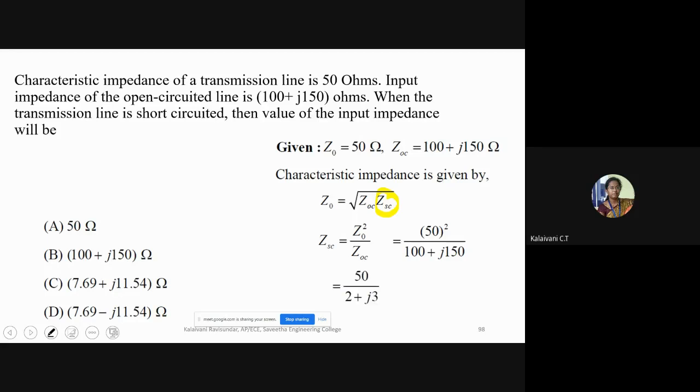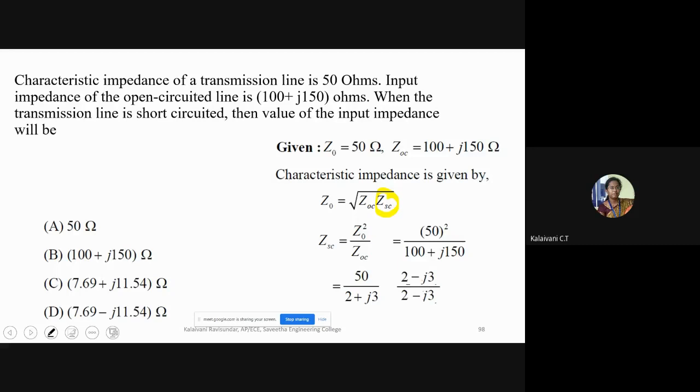So 50 plus 2 plus j3, since 50 cancel. So multiply the complex conjugate. When you multiply the complex conjugate, what will be the denominator now? 2 plus j3 into 2 minus j3. (a plus jb) into (a minus jb) will be equal to a square plus b square. So a square is 2 square plus b square is 3 square. So 4 plus 9 will be 13.